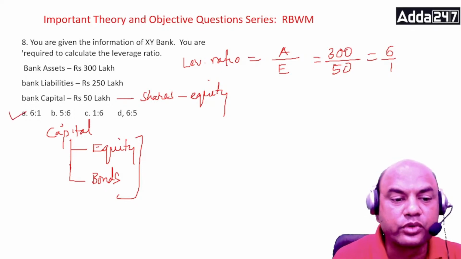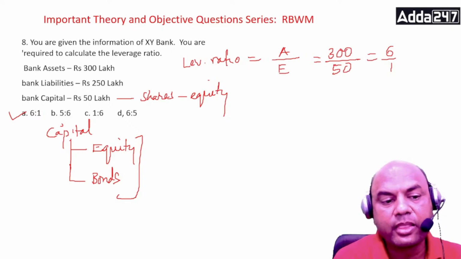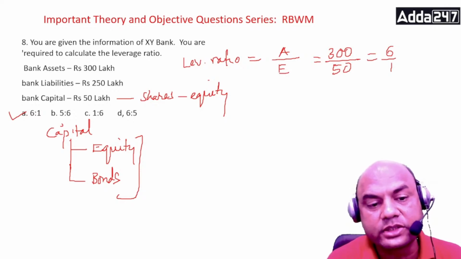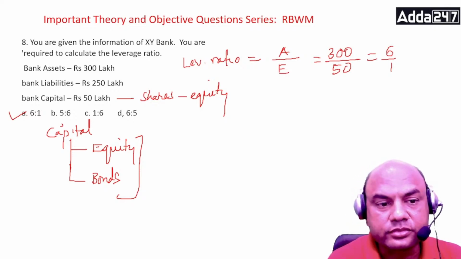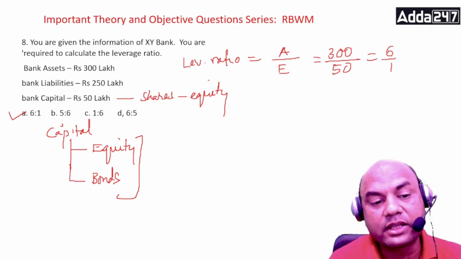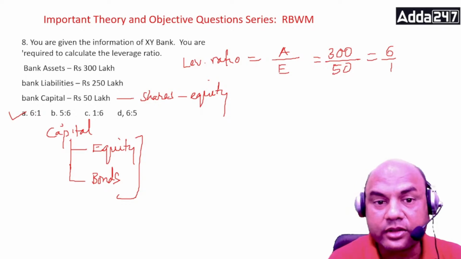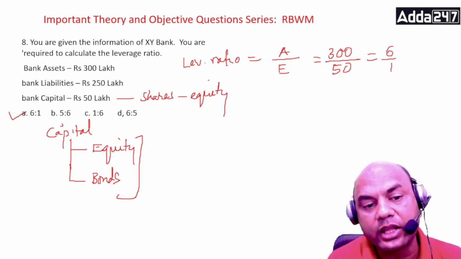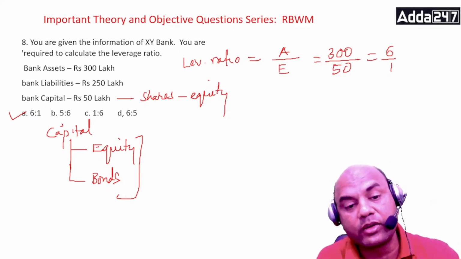Remember, you will get confused between A and C. 1 is to 6 and 6 is to 1. Okay, so asset should be more. Understand this. If you have 1 is to 6, what does it mean? 1 is the asset and 6 is the equity, meaning I am having lesser loans than my equity. So that is wrong. Leverage means 6 is to 1: asset is more and equity is less. That is the meaning of this.